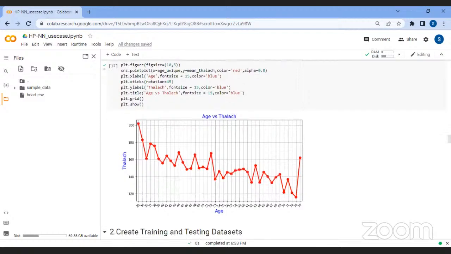Then we have plotted to check different factors that we have compared with age, and how they are behaving with age.